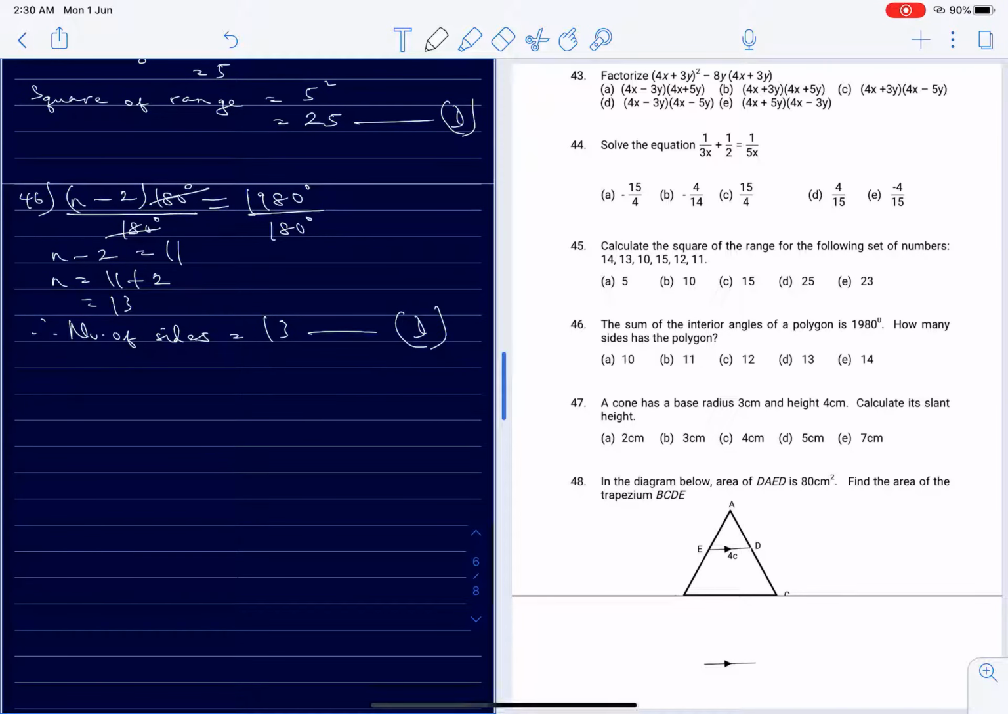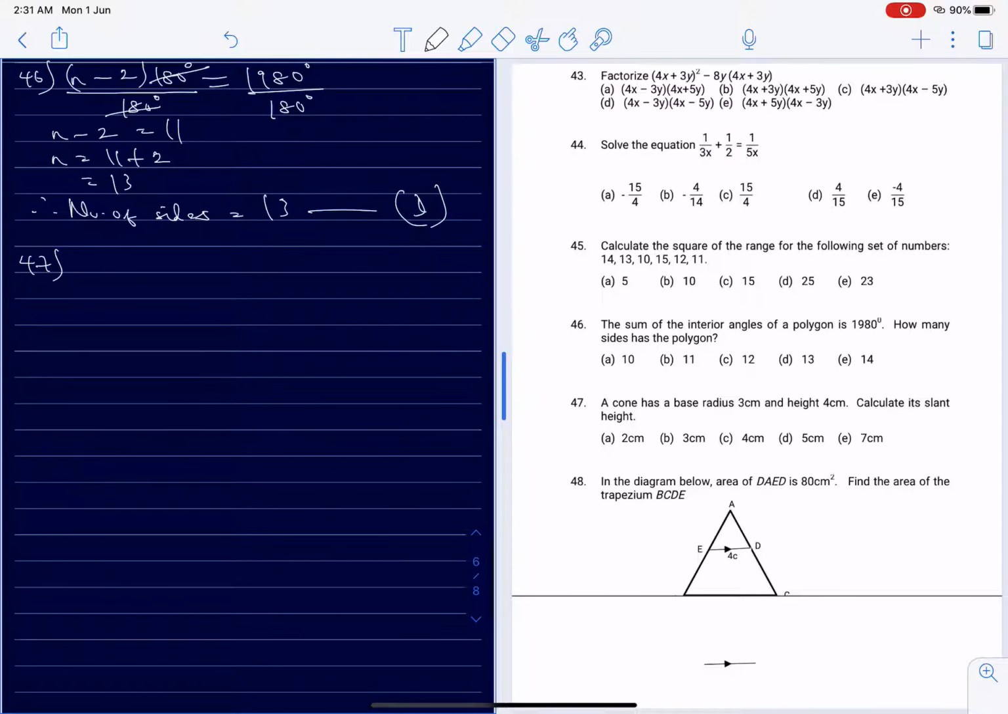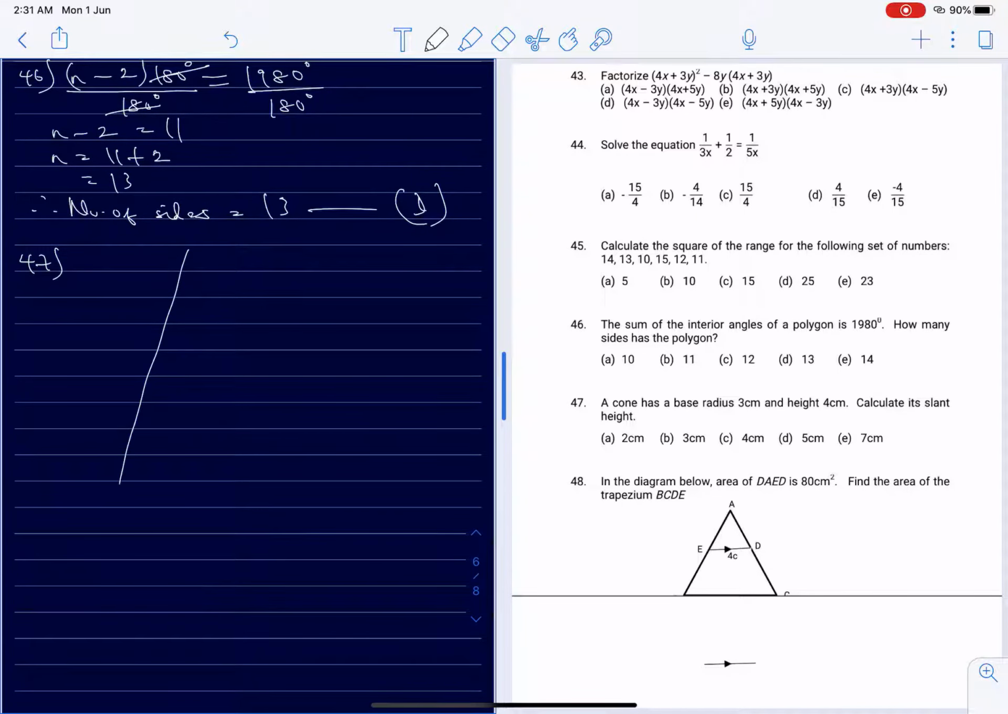We move on to number 47. A cone has a base radius of 3 centimeters and height 4 centimeters. Calculate its slant height. Let's see what a cone looks like.